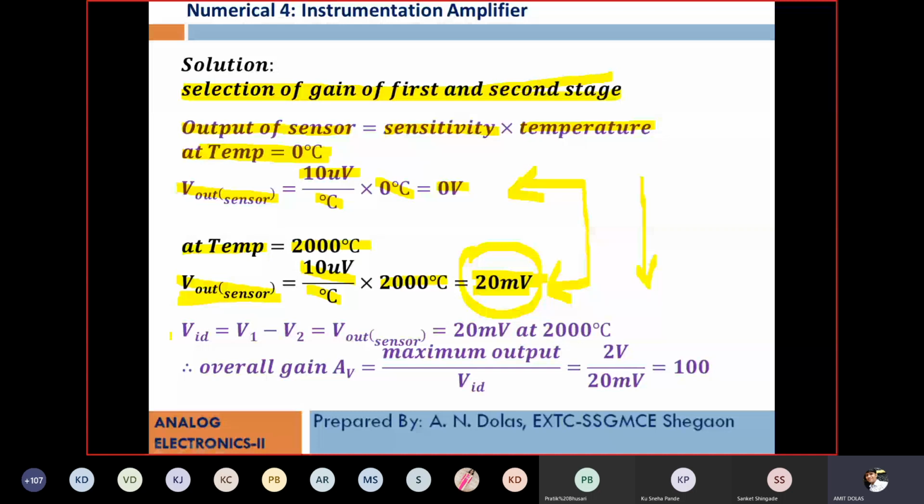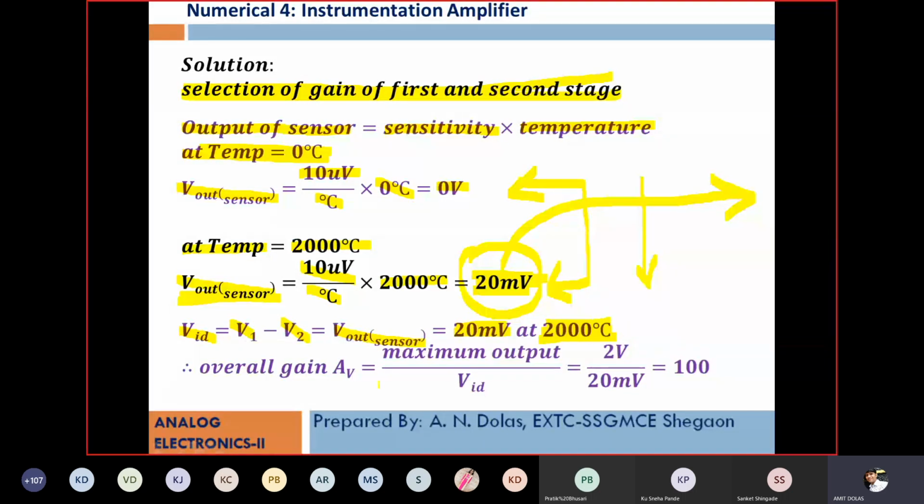Now what is differential voltage? It will of course be V1 minus V2, but here there are no two different voltages as in a bridge. This 20 millivolt is directly given to V1 and V2. So the voltage between V1 and V2 will be 20 millivolt. So VID will directly be the maximum output of the sensor, which is nothing but 20 millivolt at 2000 degrees centigrade. These are some points to remember while solving bridge amplifier and thermocouple amplifier problems.